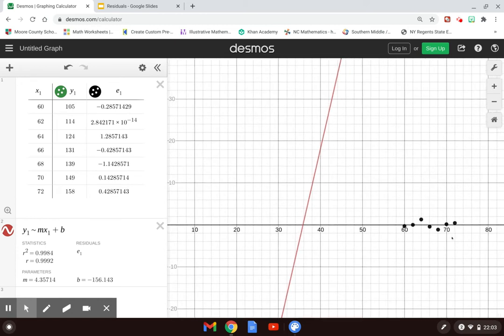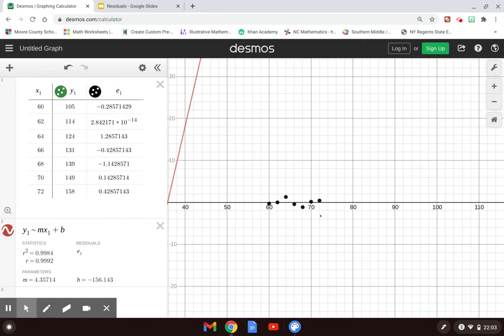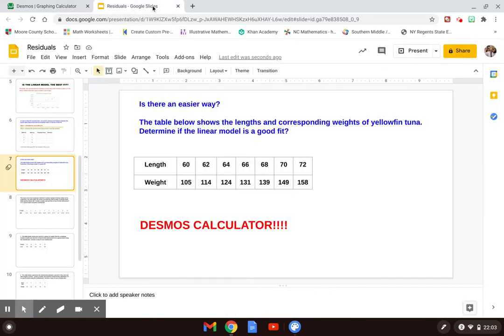So if I zoom into this residual plot, notice how the pattern is different from the previous one that we saw. This pattern is more tightly grouped together around the x-axis. So when you get a pattern like this that is tightly grouped around the x-axis, this type of a pattern is a good fit. So what this tells us is that the linear model is a good fit.